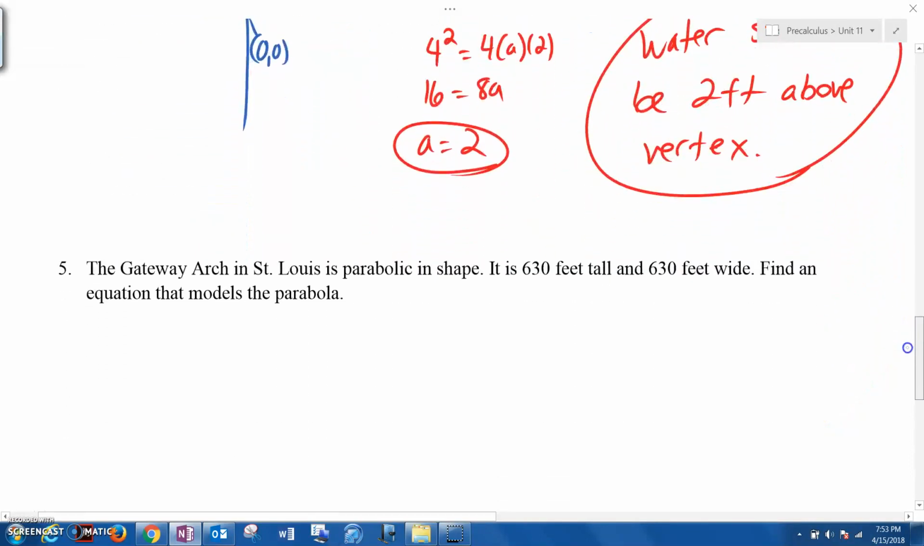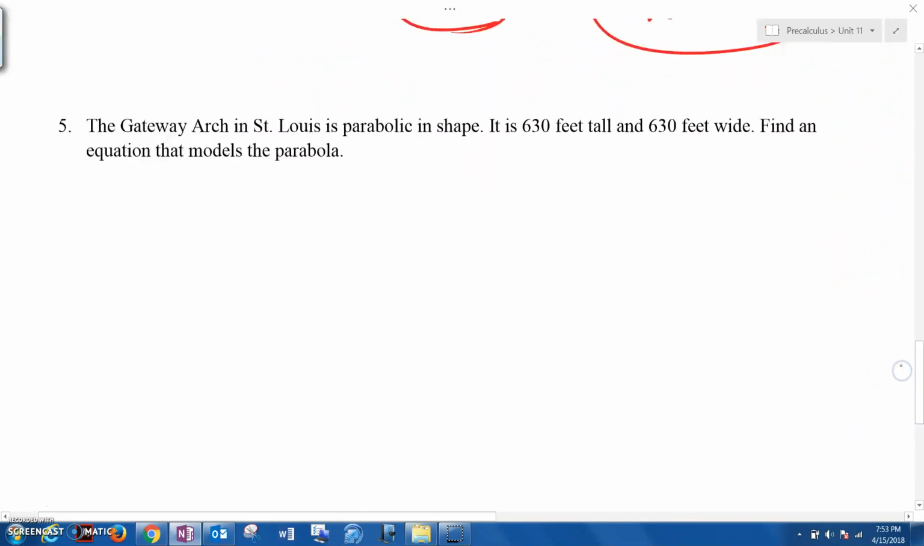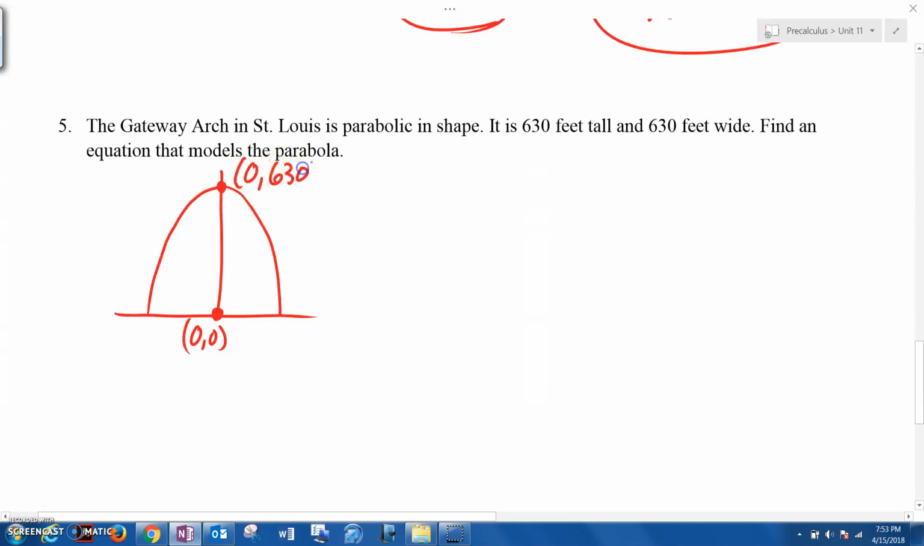Okay, this is kind of the same thing but upside down. I have the Gateway Arch in St. Louis. So if I draw that, here's the arch right here. Alright, not too bad. The only thing that's weird about this is I probably don't want to make 0, 0 up here because I'm dealing with a bunch of negatives. So I'm going to make this 0, 0. And then it says it's 630 feet tall. So if I go straight up at its height, I would say that this is the point 0, 630. So I have now found the vertex. The vertex is 0, 630.